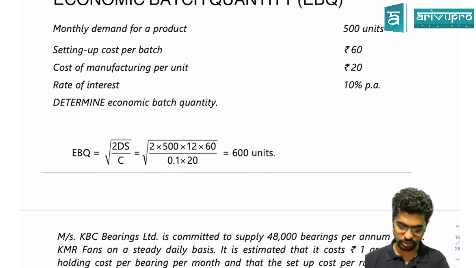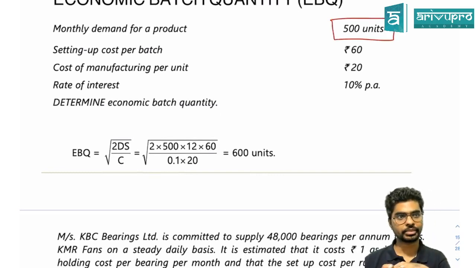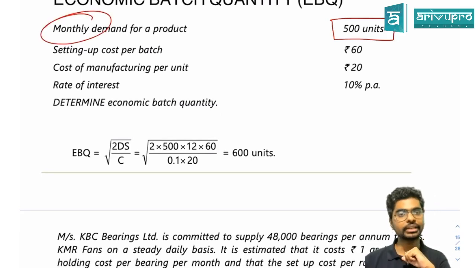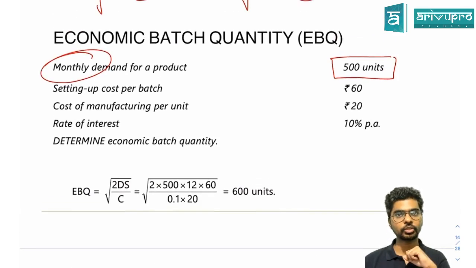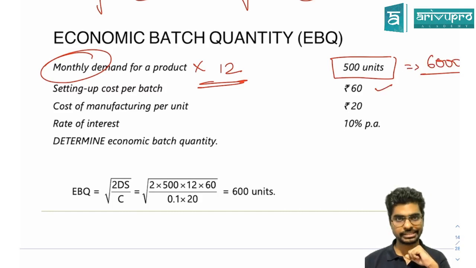Now see this particular question. The monthly demand of a product is 500 units. Right. So therefore, am I concerned about monthly demand to find out EOQ? The answer is no. I have to find what? Annual. So I multiply by 12. So my annual demand is what? 6000 units. Cost of setting up a batch is 60.